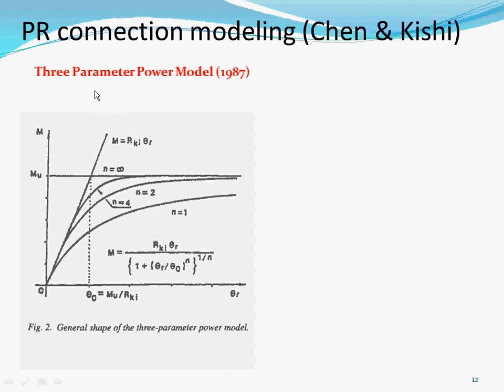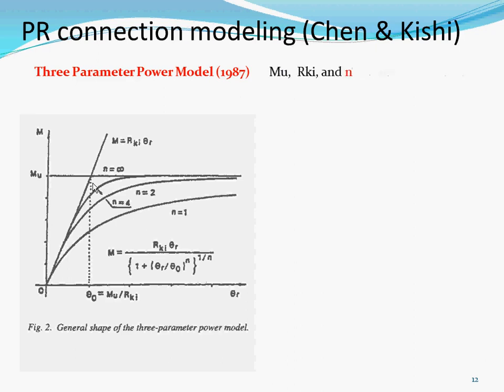So this one is called a 3-parameter power model. That's the n equals 1. This curve goes like this. If you increase the n, this curve goes up like that. If you keep increasing the n, it becomes an elastic plastic model. So the n drives how this goes up. So people approximate it with this equation.